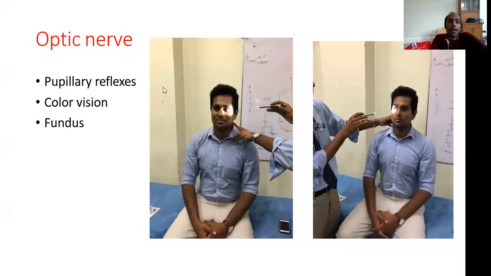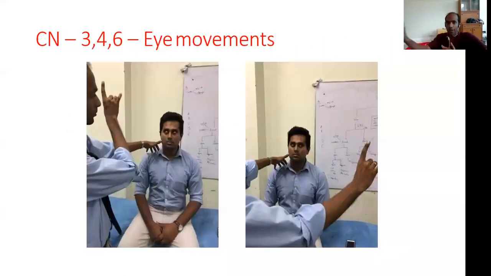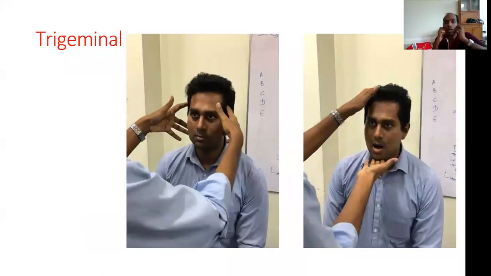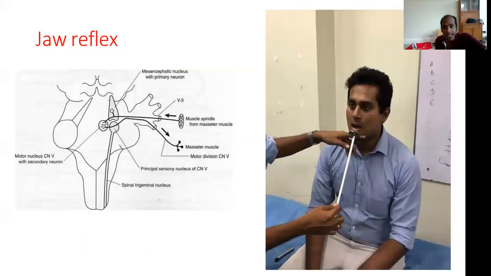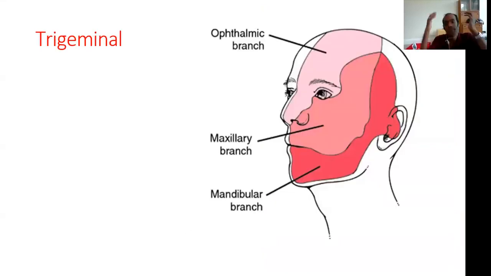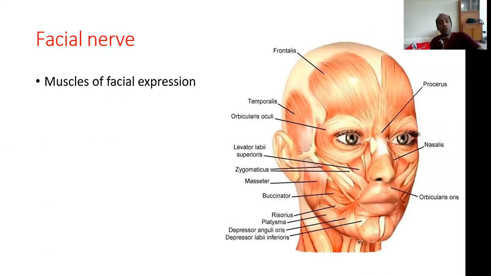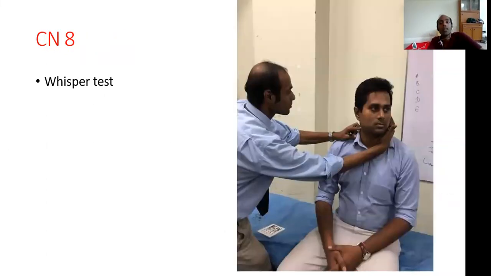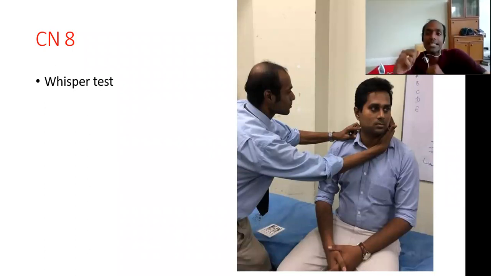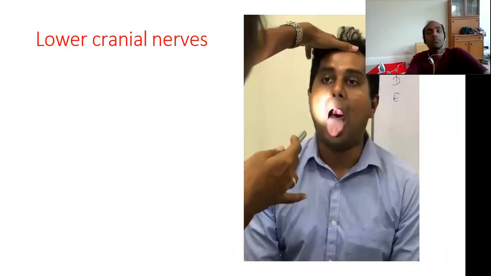Then eye movements, shape of H. Trigeminal nerve, look at the muscles of mastication, sensory and the jaw reflex. For sensory, remember that the ophthalmic division extends right up to the vertex of the skull. Facial nerve, you are looking for muscles of facial expression. Eighth cranial nerve, ideally Rinne and Weber, but if you don't have a tuning fork, you can use the whisper test and check the hearing on both sides. It is a bedside screening test for hearing. Lower cranial nerves 9, 10, and 12, you are looking at palatal movement and tongue movement. Accessory nerve, make sure that you look at the proper side.